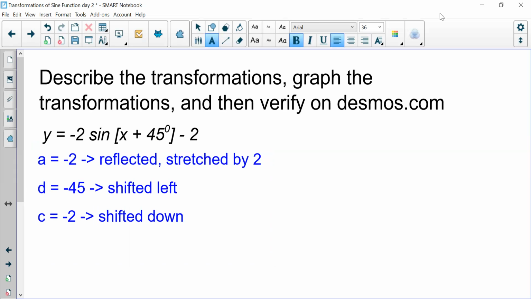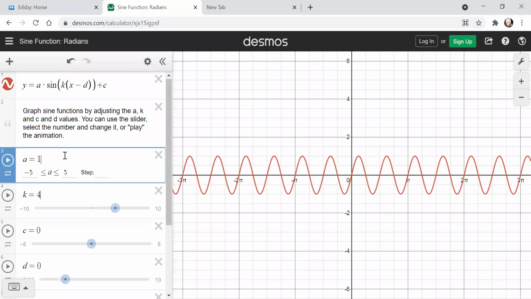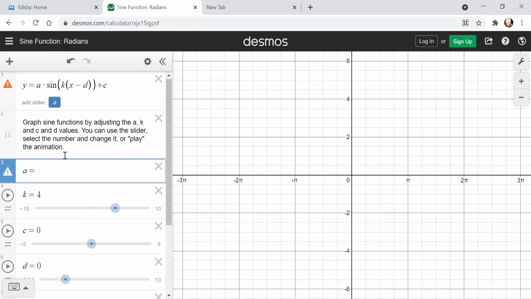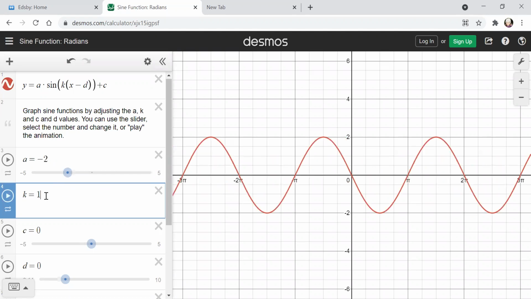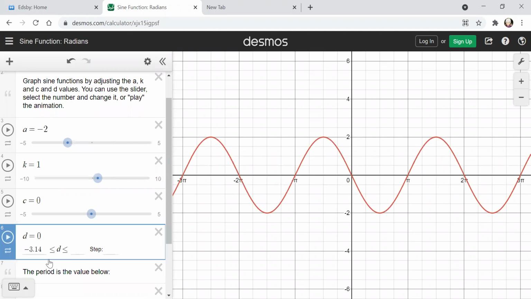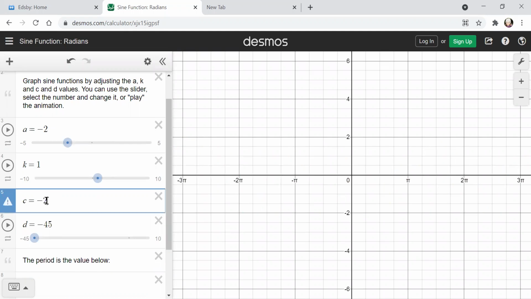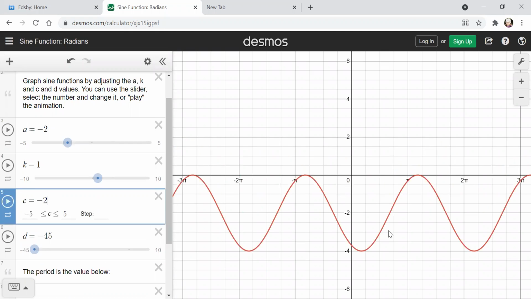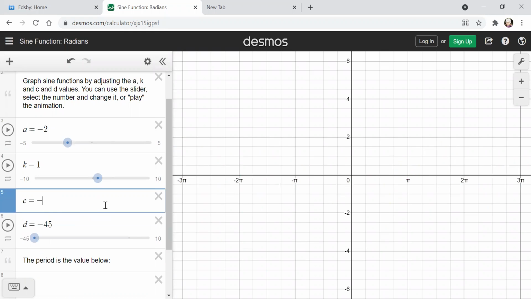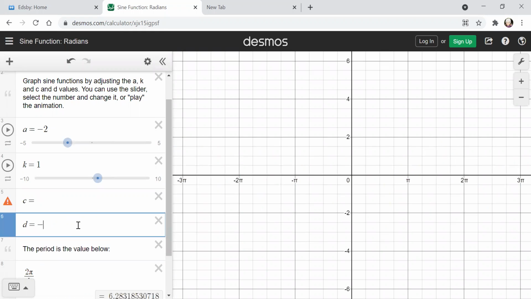So I just got to remember my equation: -2, 45, -2. So A was -2. We didn't have a K value. D was -45. C was -2. Okay, it's kind of hard to tell here whether it's shifted. So I'm going to actually get rid of C and D for a second.